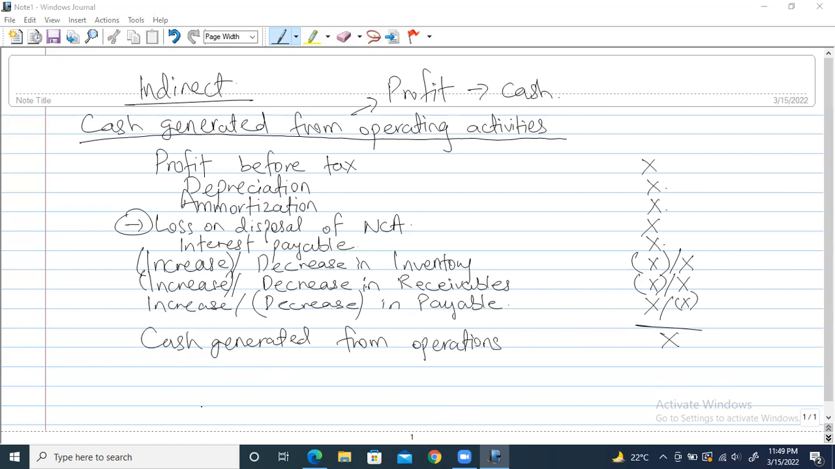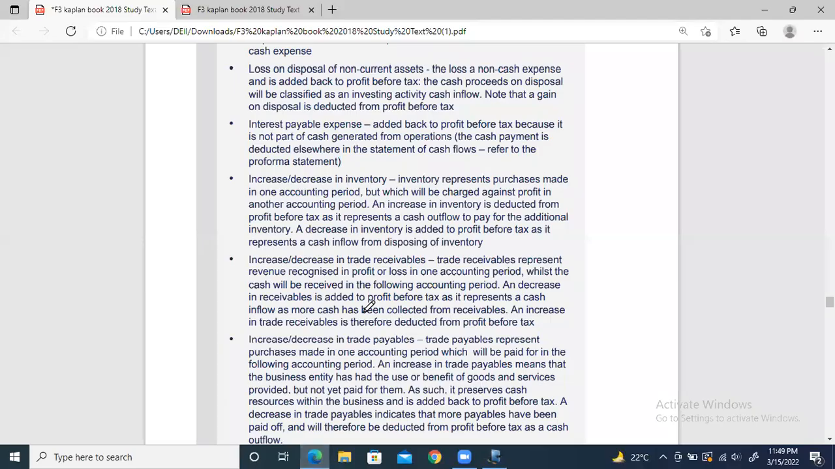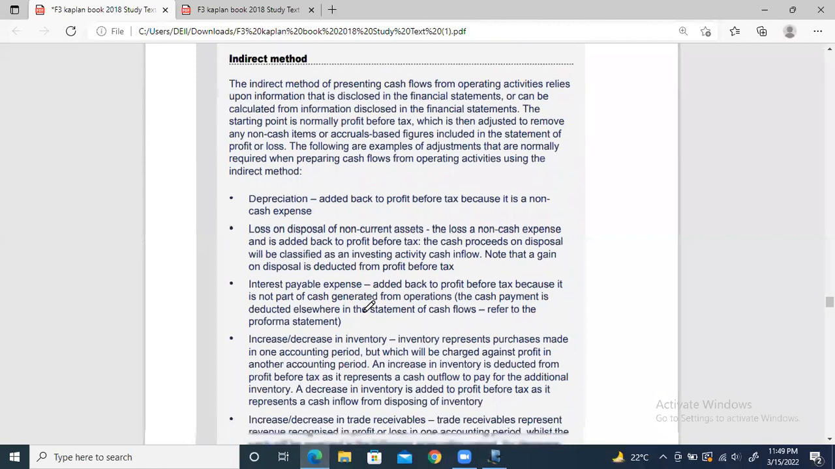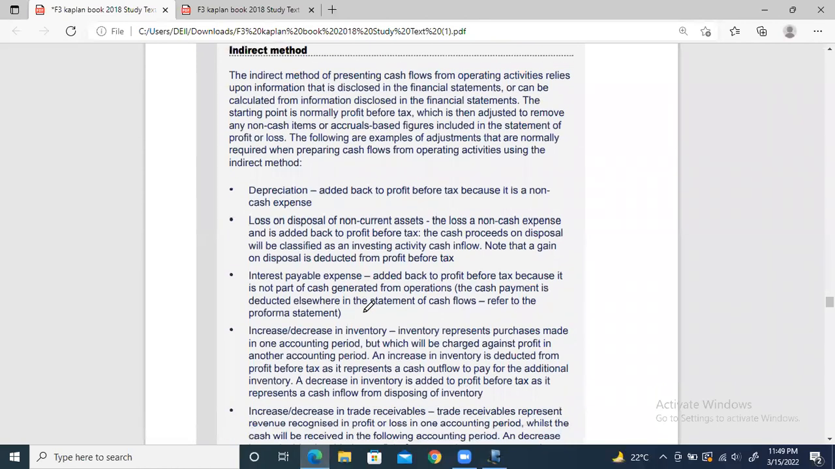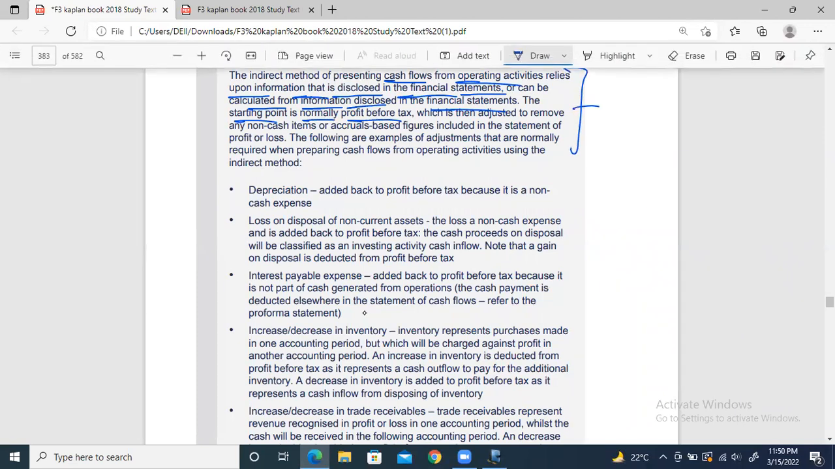So let's first do the explanation of this one. It's written over here, you can see, indirect method. Let's first discuss this. The indirect method of presenting cash flows from operating activities relies upon information that is disclosed in the financial statements or can be calculated from information disclosed in the financial statements. It's a very vague statement. The starting point is normally profit before tax, which we have already done. This is basically explaining all the things that we've already done in these notes. Now let's start discussing each and every one of them.